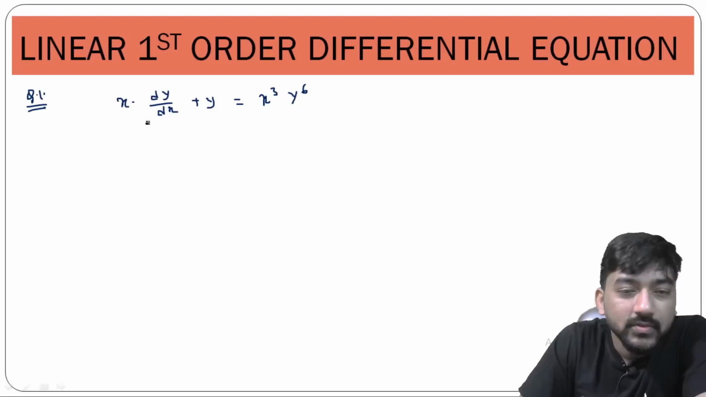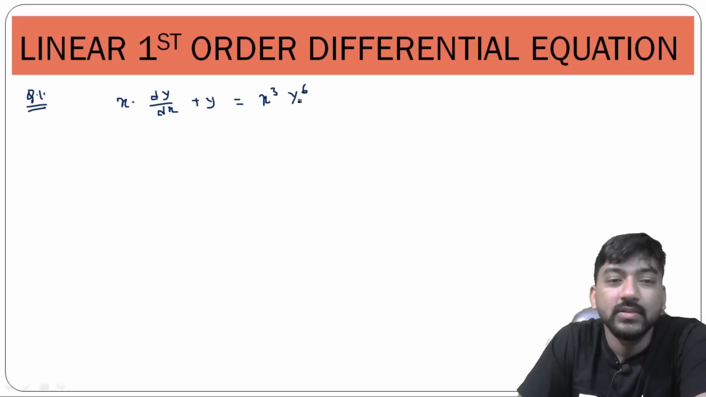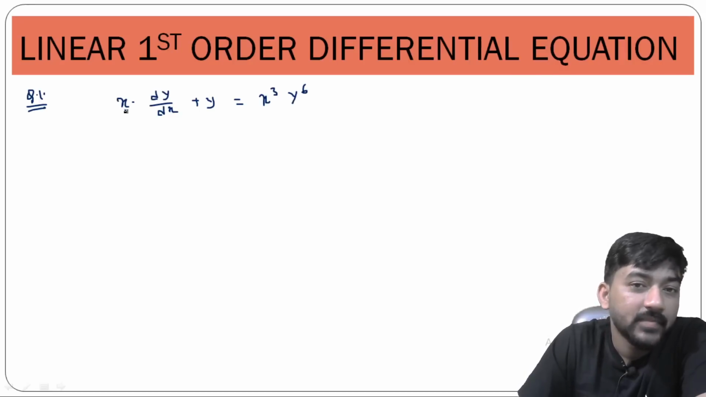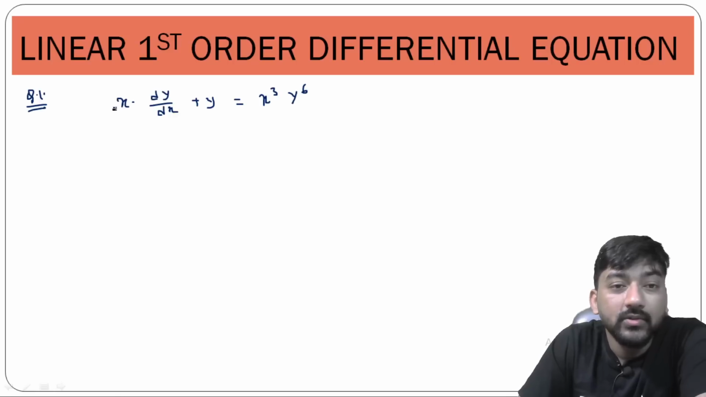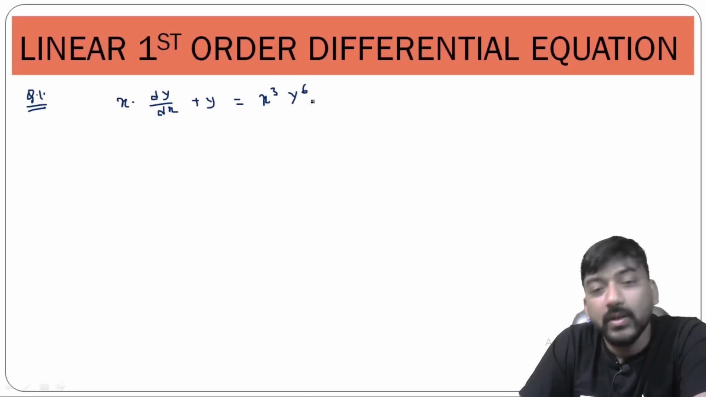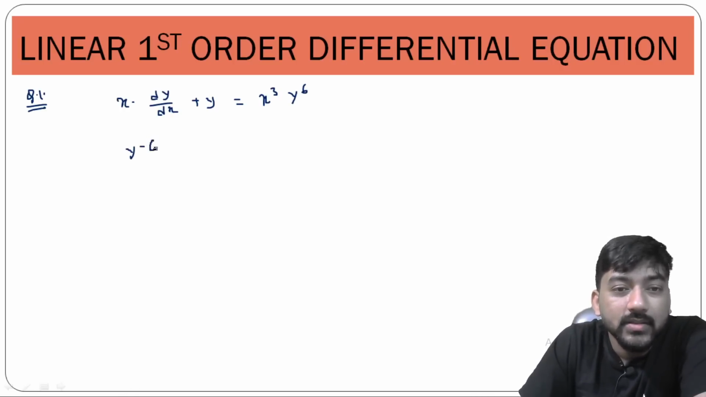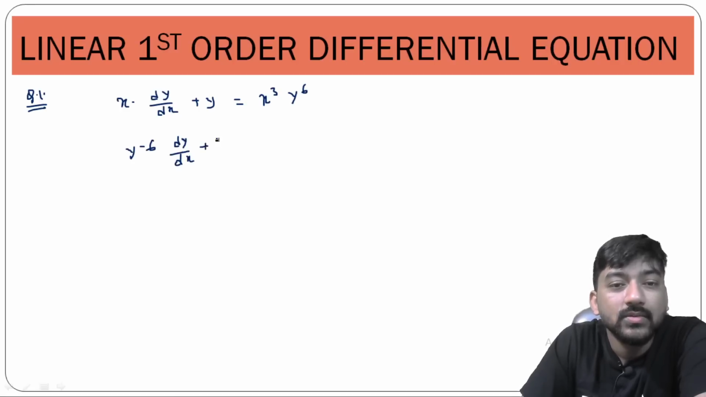You can see that here we have y to the power 6, so you have to take this y to the power 6 to the other side. Before that, you have to divide the whole equation by x also, because here the coefficient is x. So you have to divide the whole equation by x y to the power 6. If you divide the whole equation by x y to the power 6, what will you get? You will get y to the power minus 6 into dy by dx plus 1 upon x, and if you divide by y to the power 6, you will get y to the power minus 5.